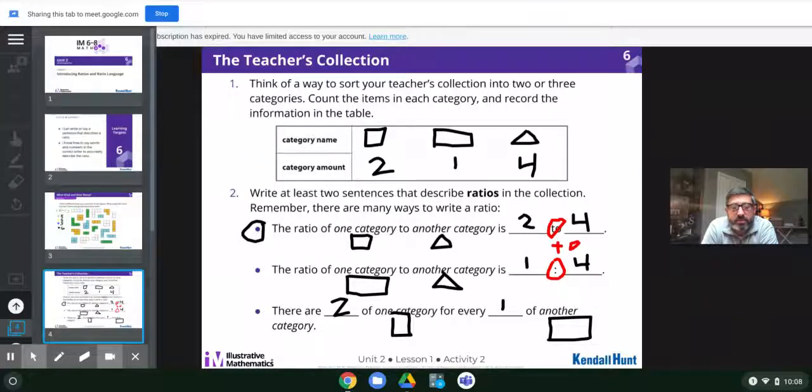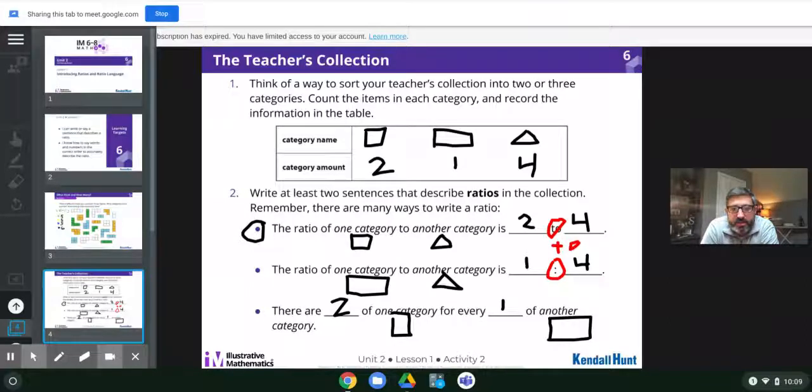So whenever we're talking about ratios and we're putting it in a sentence in order to describe those ratios, the first category goes with the first blank. The second category goes with the second blank. So the square category, there are 2 squares, so the number 2 would go with the first blank. And then the second category was triangles. We have 4 triangles, so 4 would go in the second blank. So the first category goes in the first blank, second category goes in the second blank.